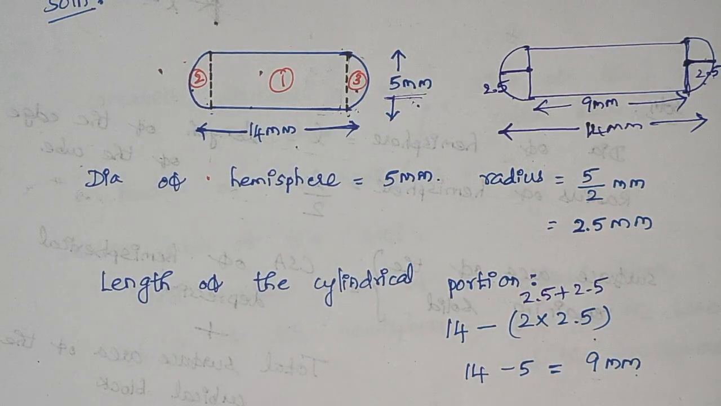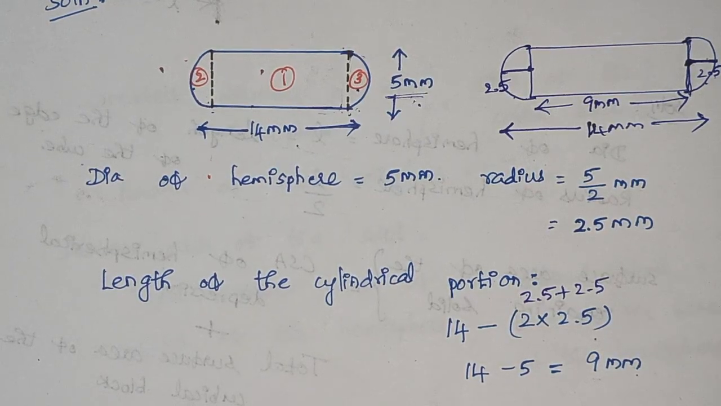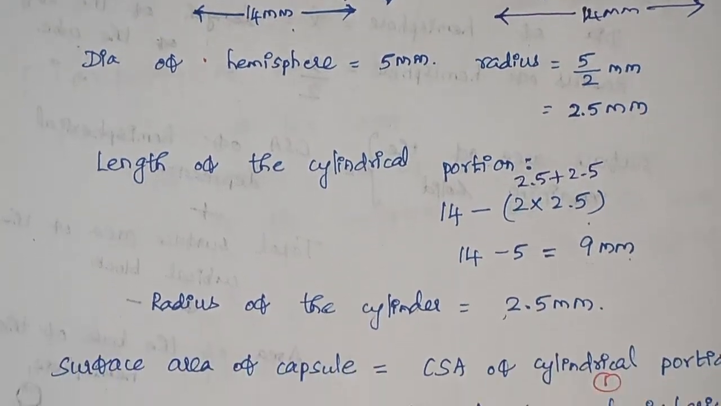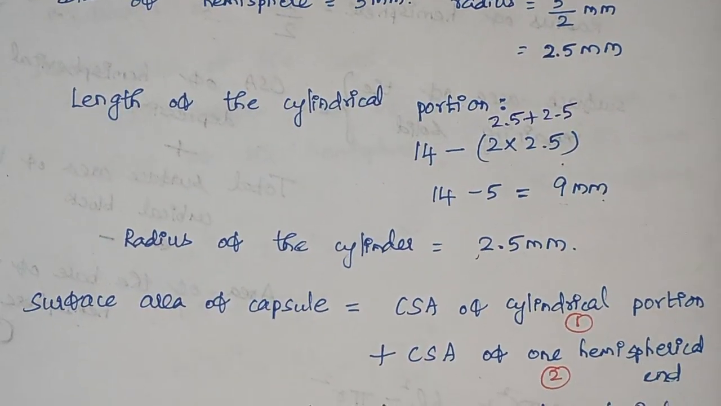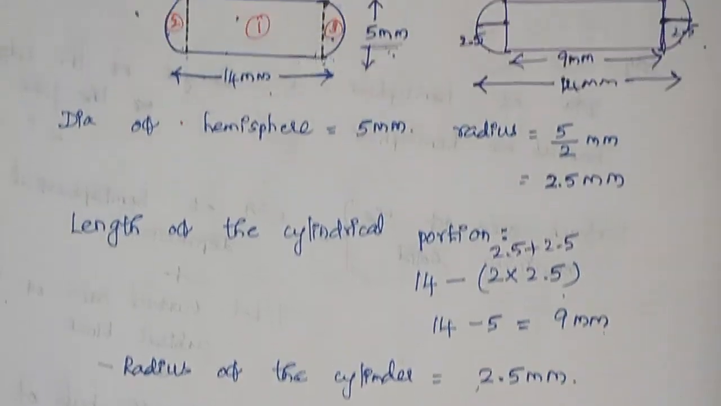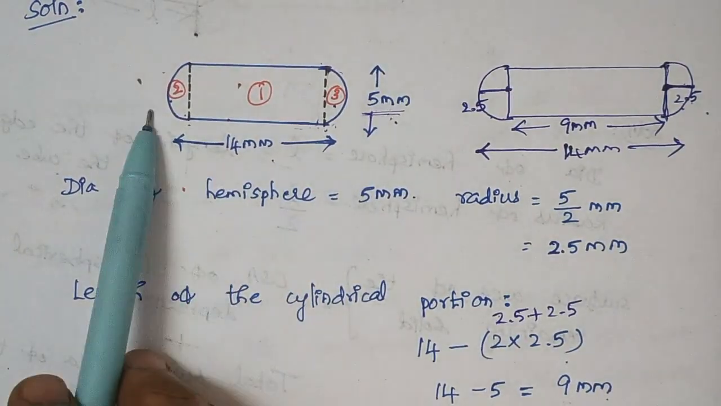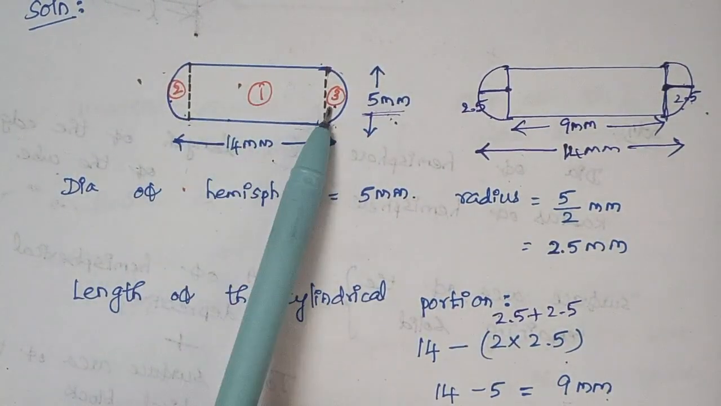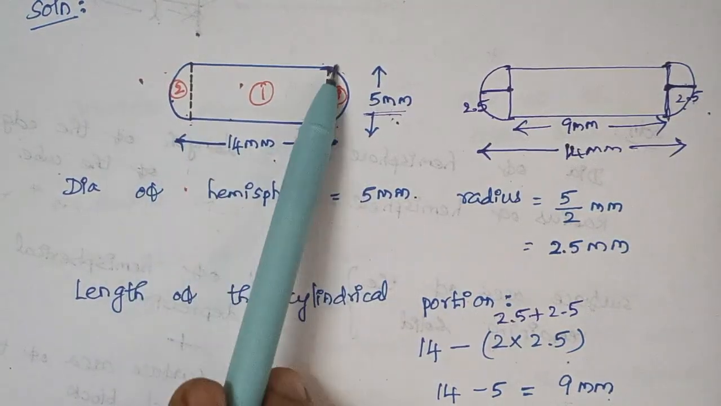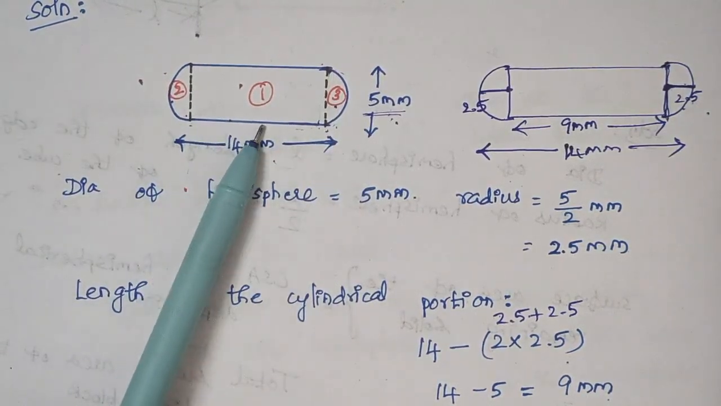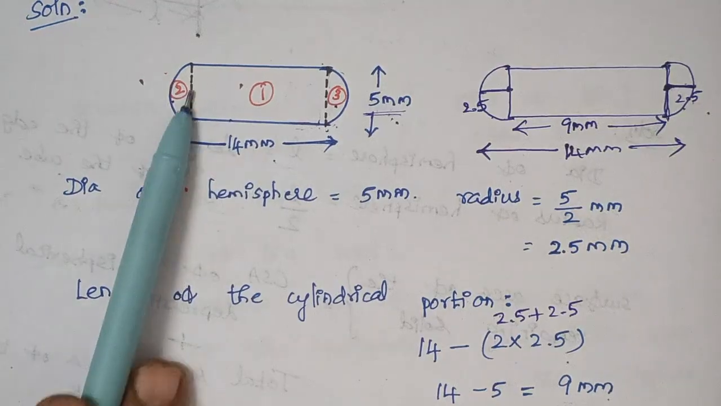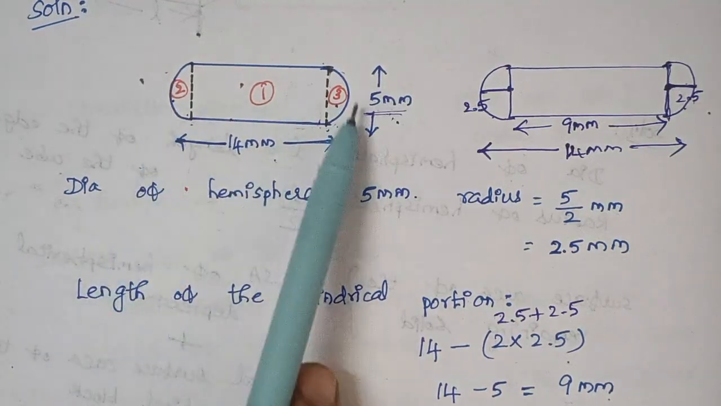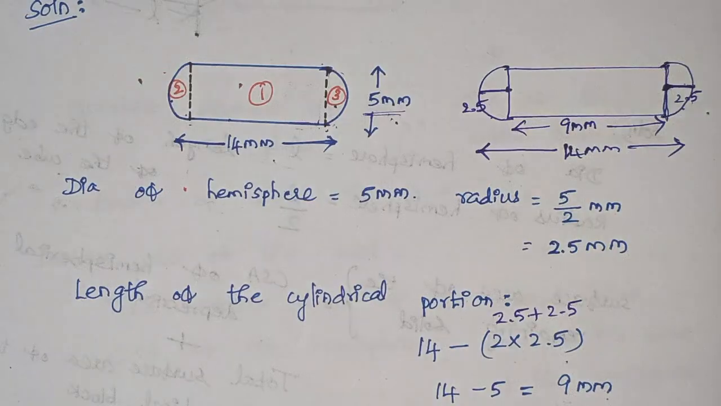So next we are going to find the surface area of the capsule. So surface area of the capsule is nothing but, as I previously said, you see here we are having, so I had mentioned it as 1, 2 and 3, right? So first the curved surface area of the cylinder and the curved surface area of one hemisphere and the curved surface area of the other hemisphere, right?